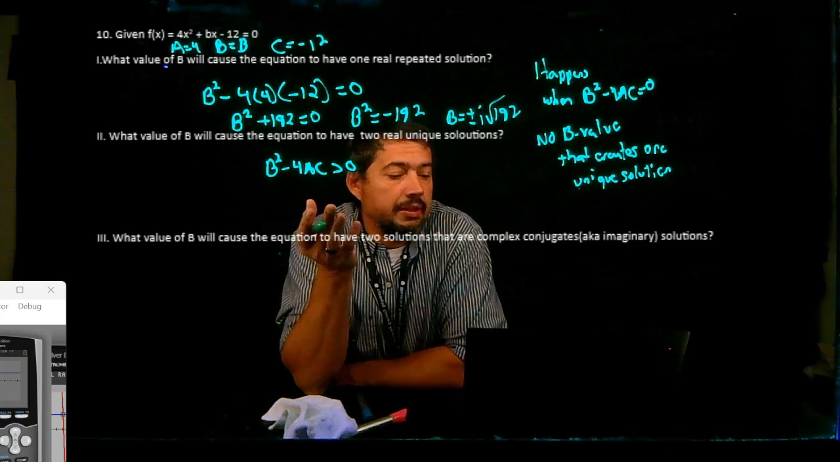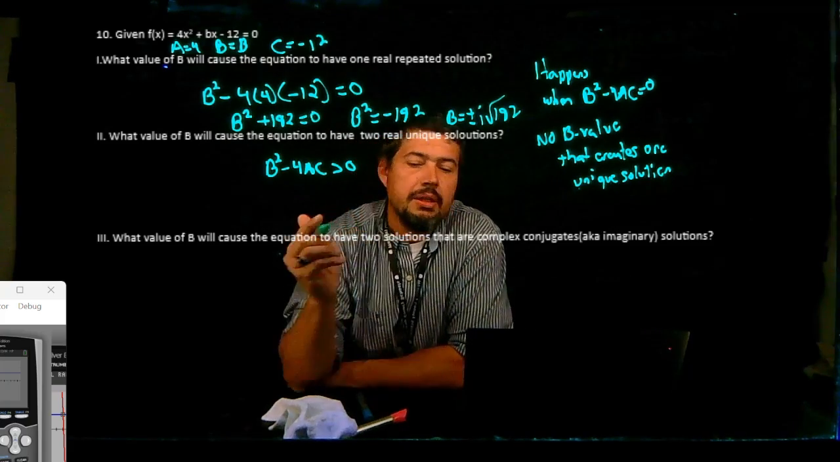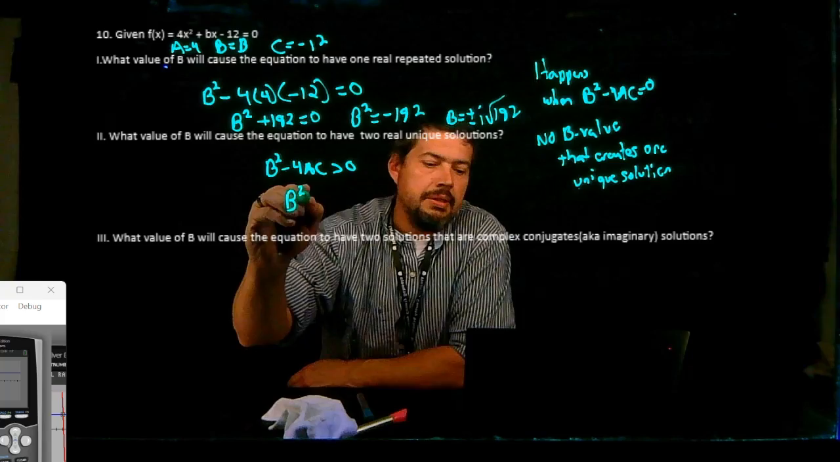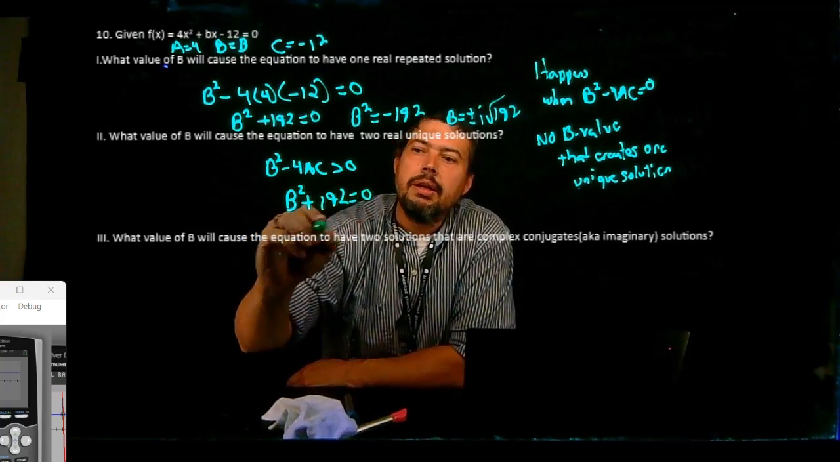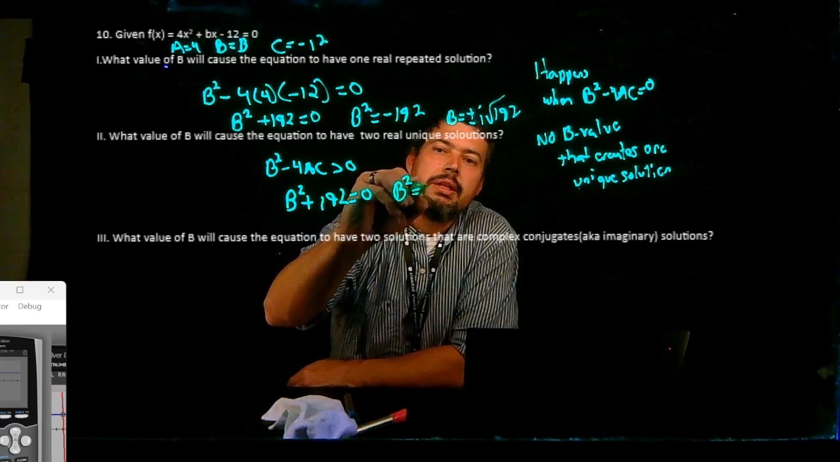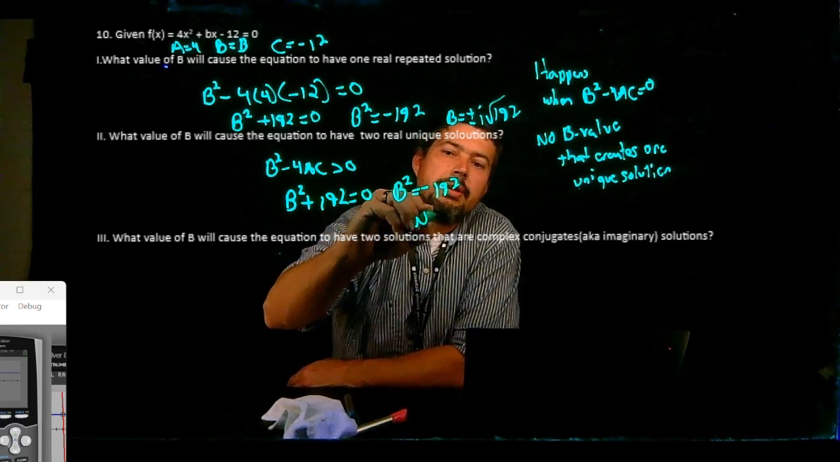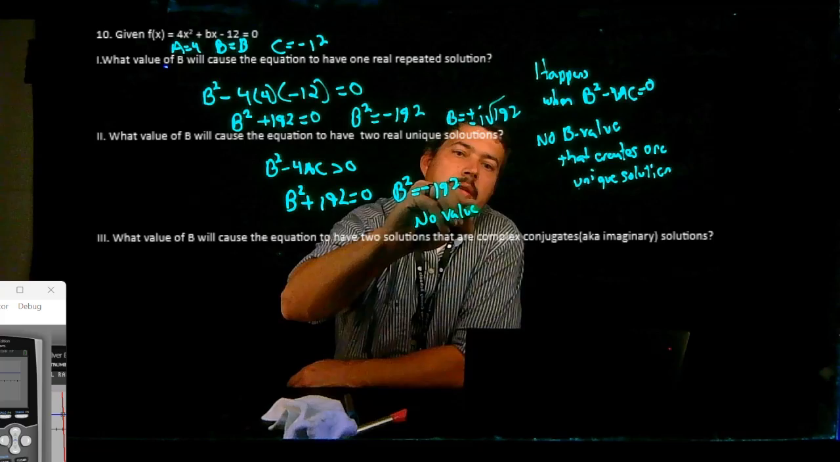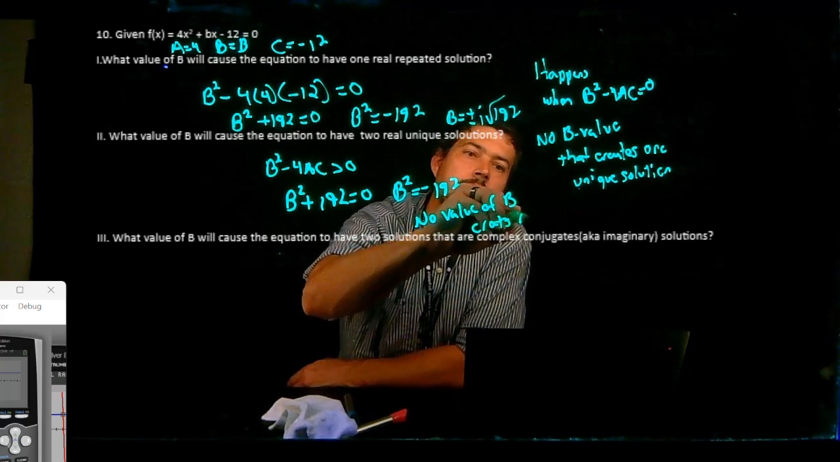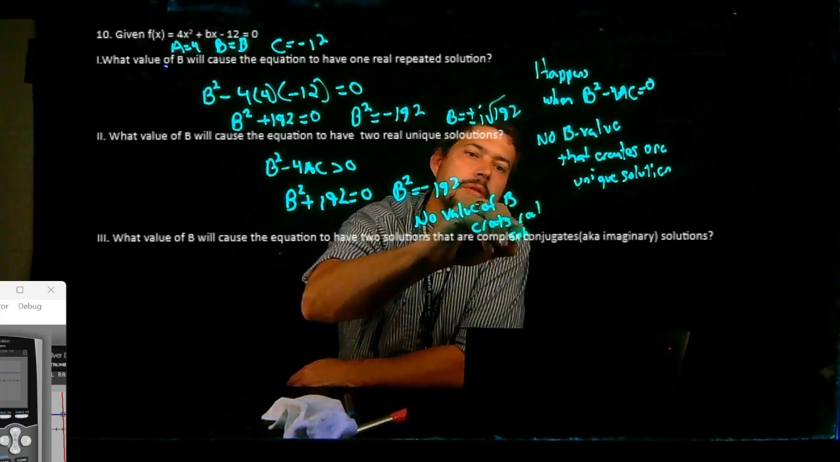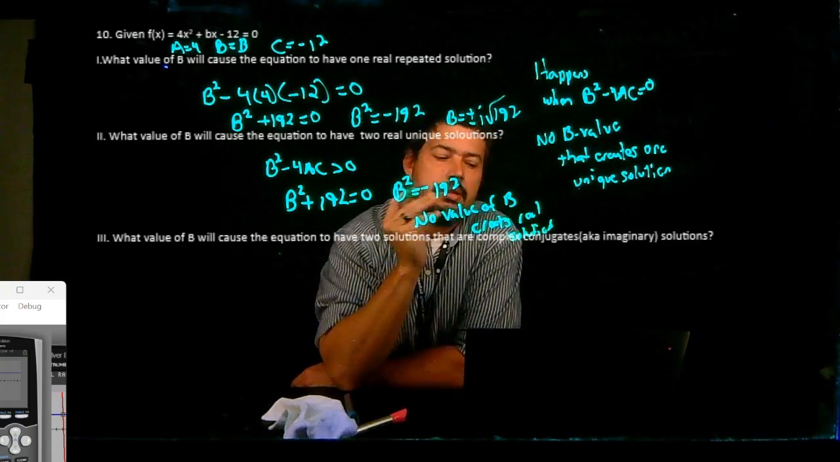And it's not going to have any real solutions, because we're going to have the same thing here: b squared plus 192 equals 0. And that's going to give me b squared equals negative 192. And there is no value of b that creates real solutions. At least not a real one.